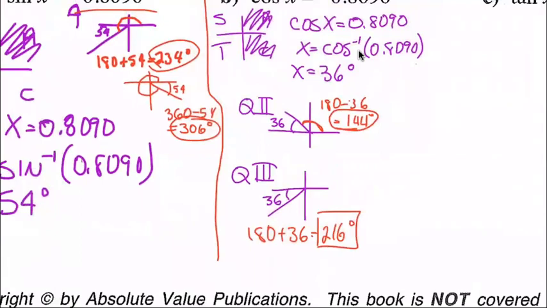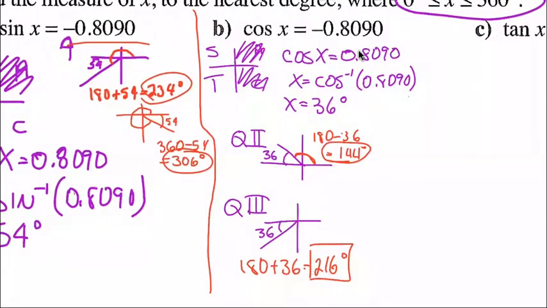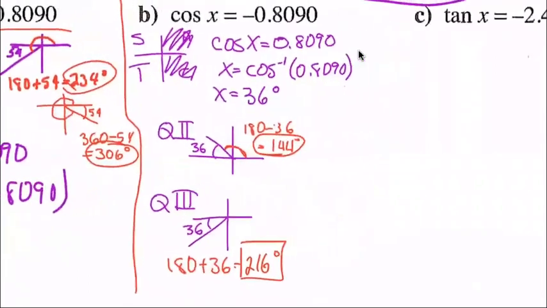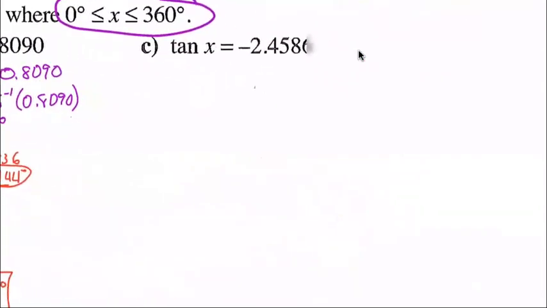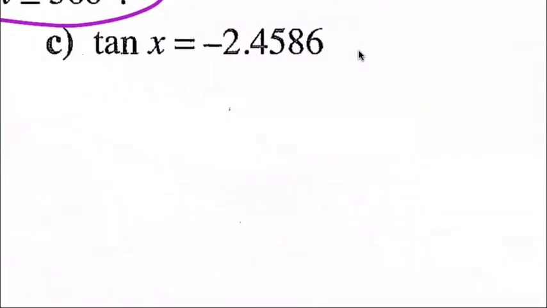This would be a perfect time to pause the video and attempt question C on your own. Tangent x is equal to negative 2.4586. You should be able to determine what 2 angles x could possibly be to give you that value. Pause the video, take a shot, or if not, just continue to follow along.